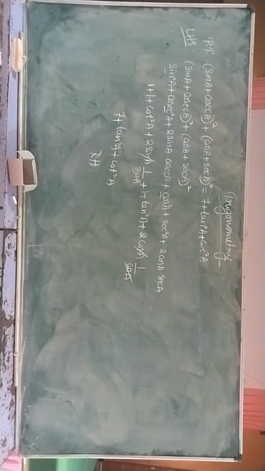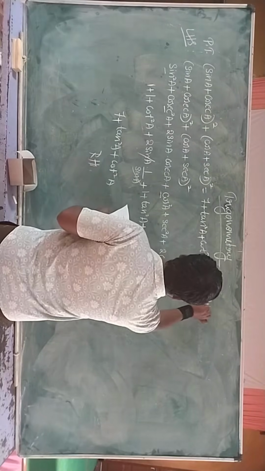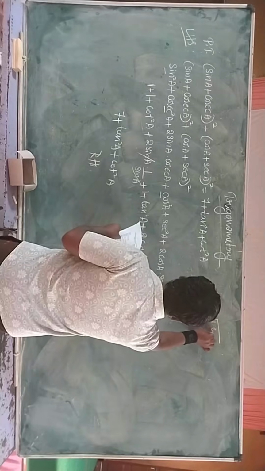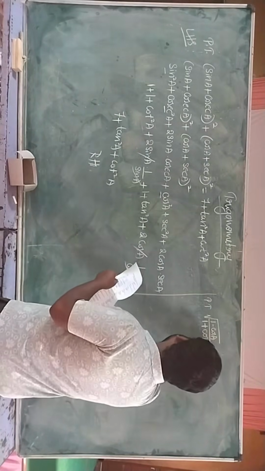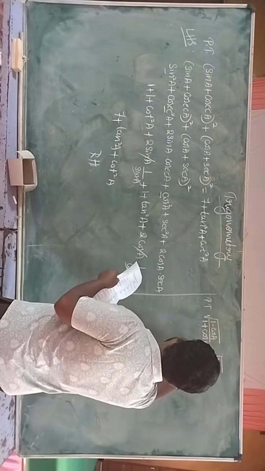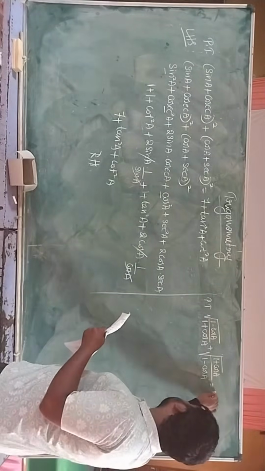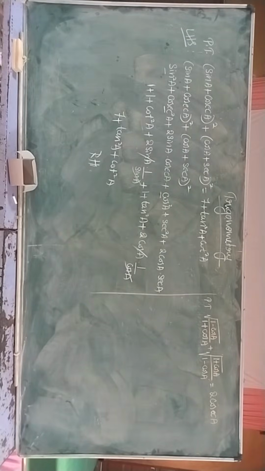Okay. Yes, next example you can take. Prove that under root (1 minus cos A divided by 1 plus cos A) plus under root (1 plus cos A divided by 1 minus cos A) is equal to 2 times cosec A. Try this one.